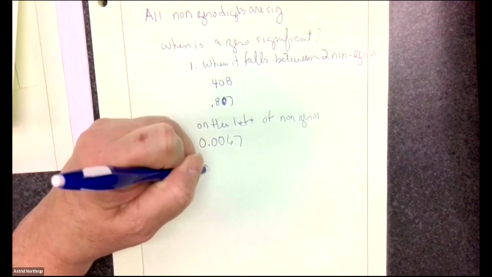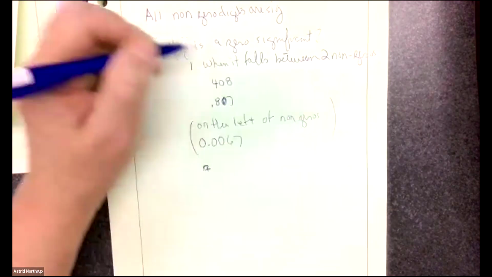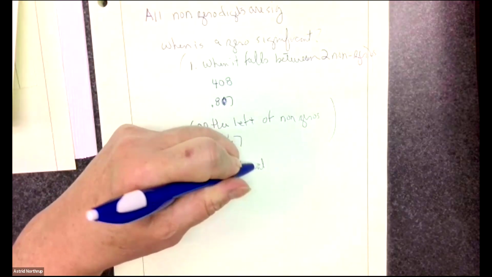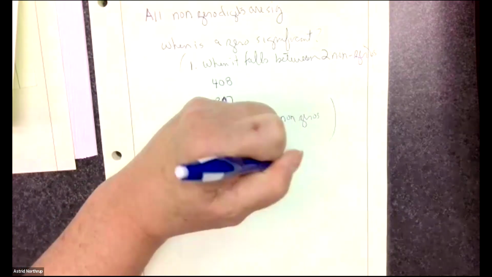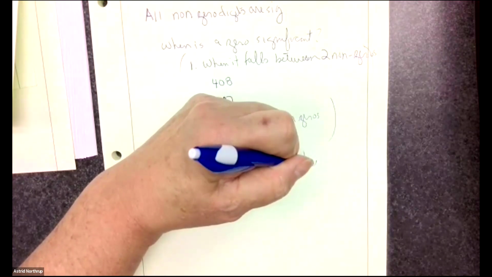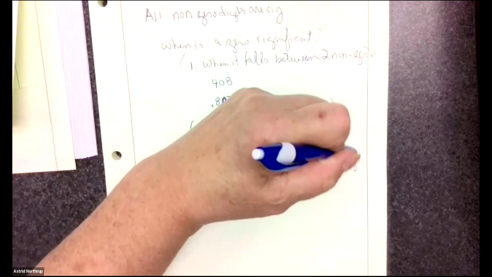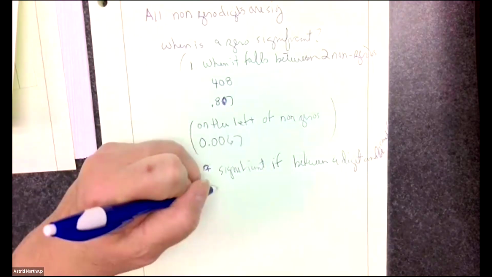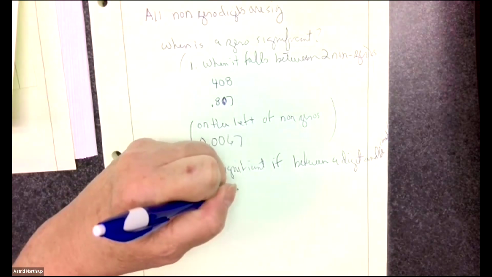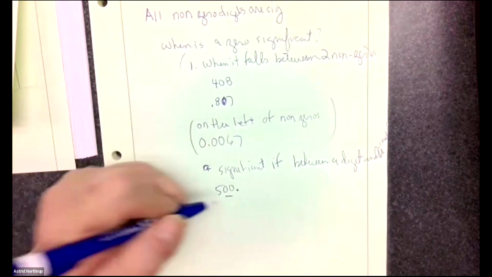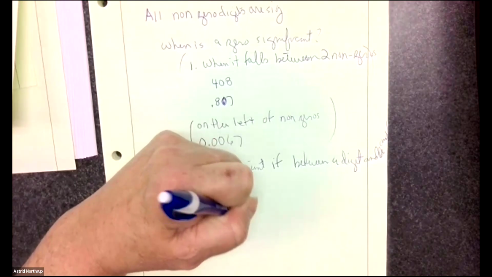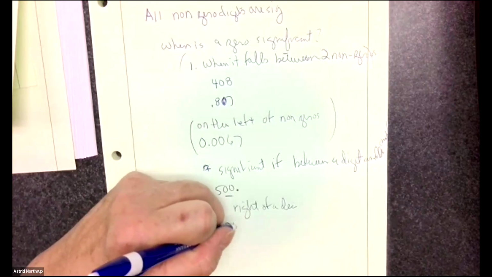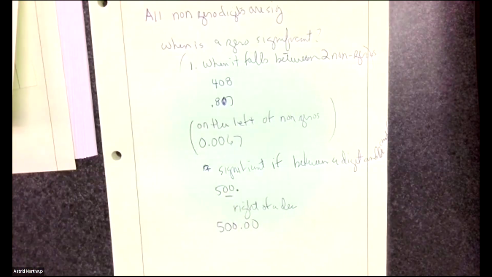They are also significant if between a digit and a decimal. So in other words, in 500 with a decimal point, these become significant. If they are on the right of a decimal, like 500.00, those are also significant.